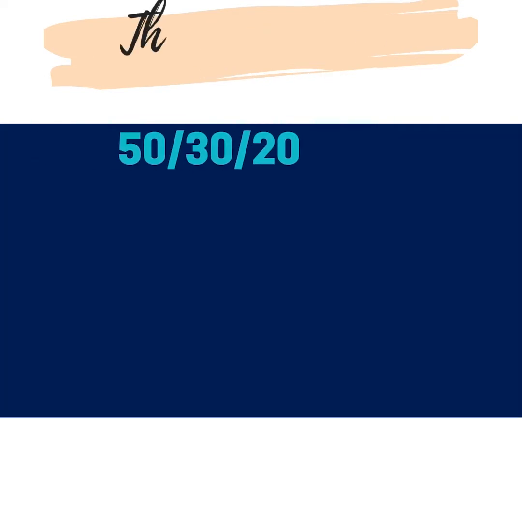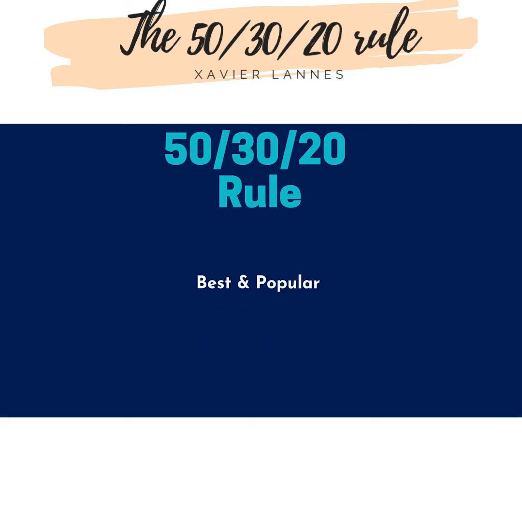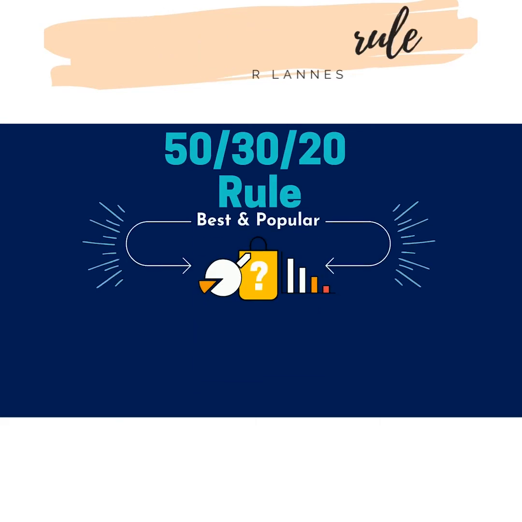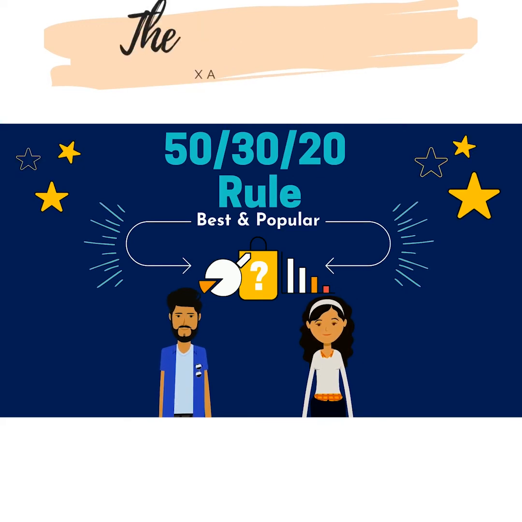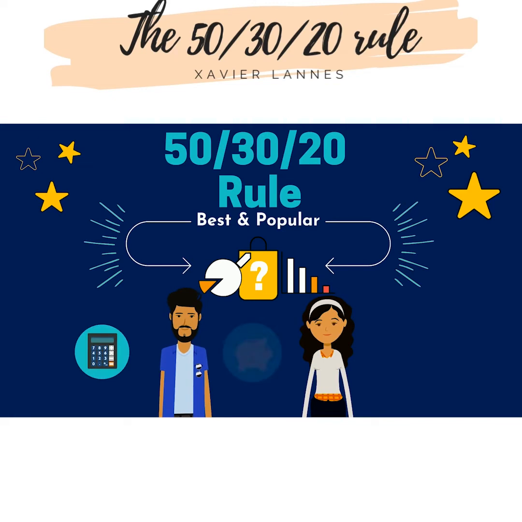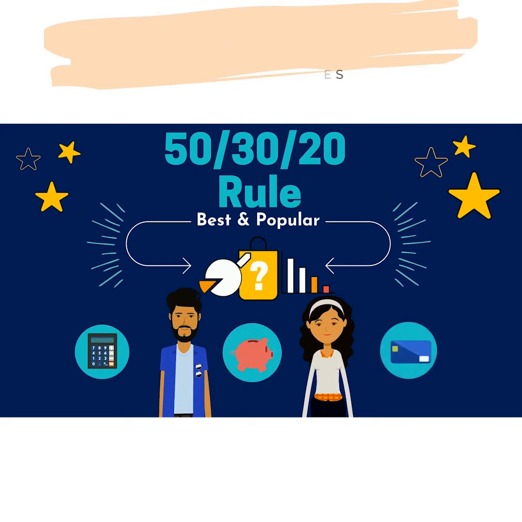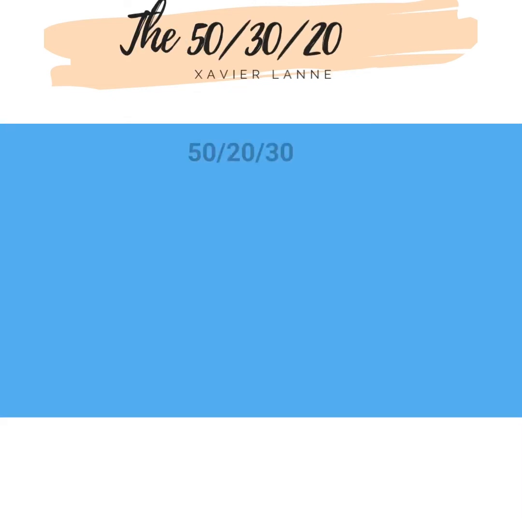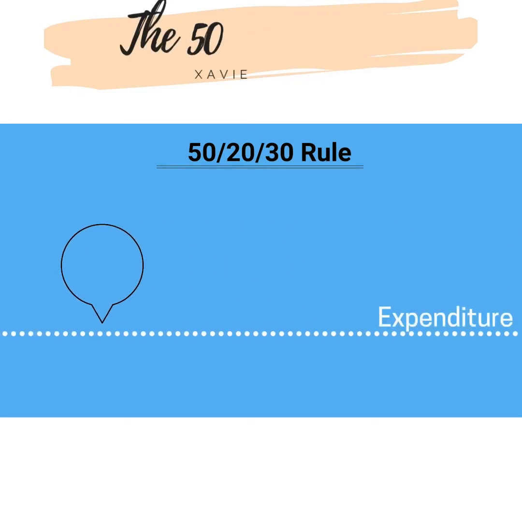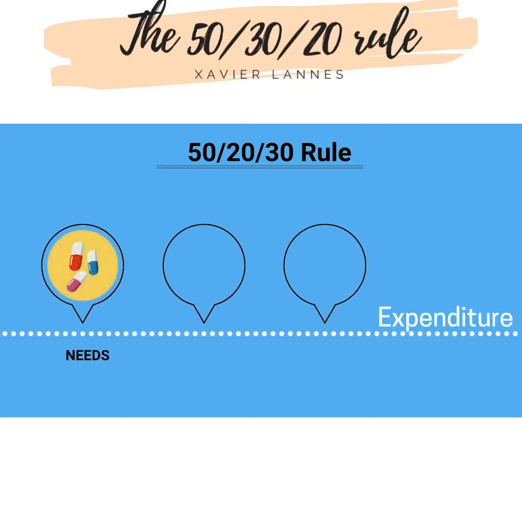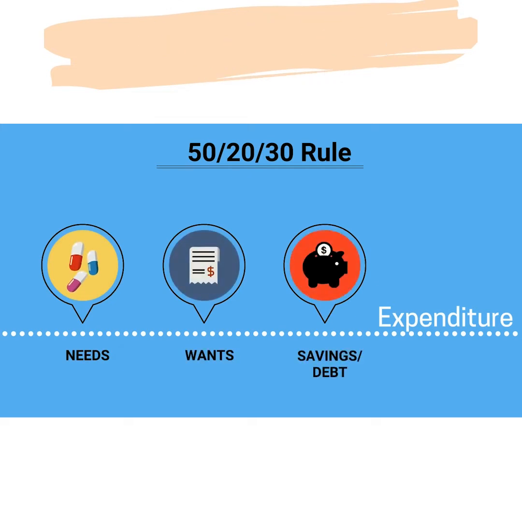The 50-30-20 rule happens to be one of the best and most popular tools for people who don't have time to track all their spending but want an easy way to manage their expenditure, save money, and control their spending. The rule works like this. It requires you to divide your expenditure into three categories: your needs, your wants, and your savings or debt.